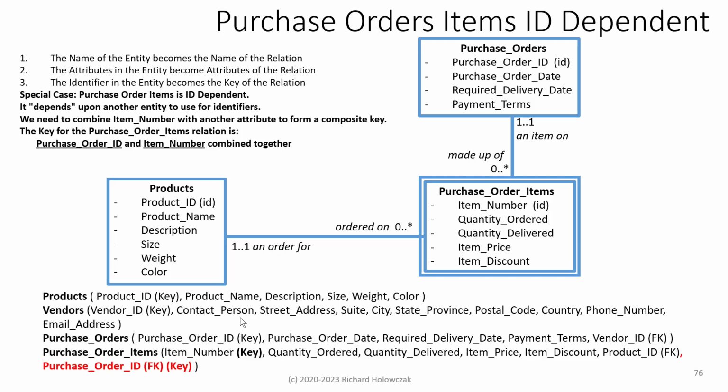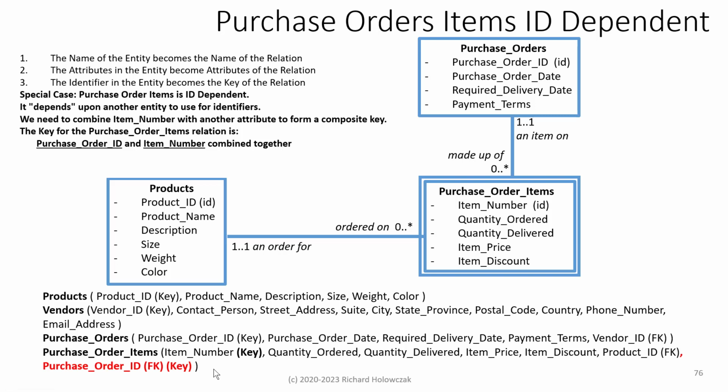Purchase order items is ID dependent. It depends upon another entity for its identifier, and in this example, the other entity that it relies on is purchase order ID. So when we convert to a relation, we need to indicate that both item number and purchase order ID will form a composite key. We bring these two together to form the key of purchase order items.